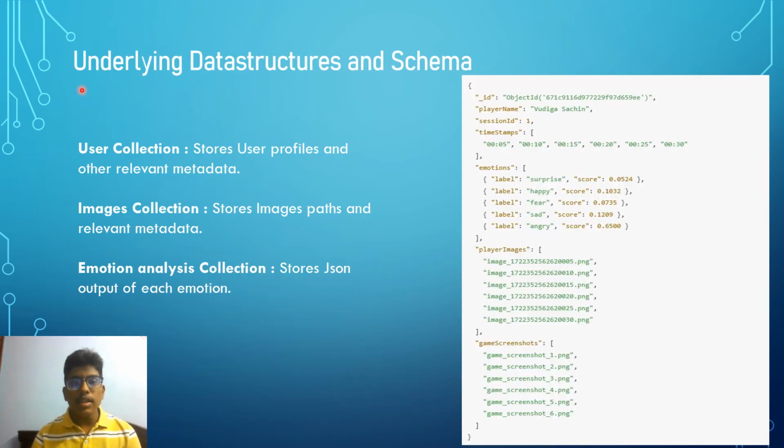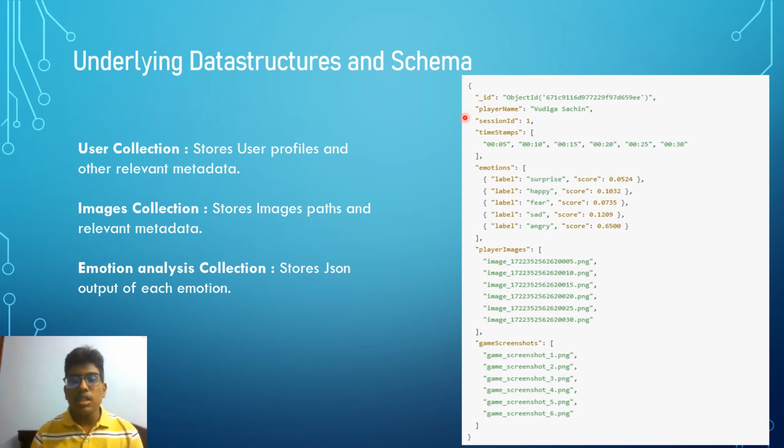Underlying data structures and schema. This slide explains how structure and schema is represented in the Mongo database. It has mainly three major collections: user collection, images collection, and emotion analysis collection. As shown in the image, the user collection stores the user profiles and other relevant metadata like ID, player name, session ID, timestamps, etc.